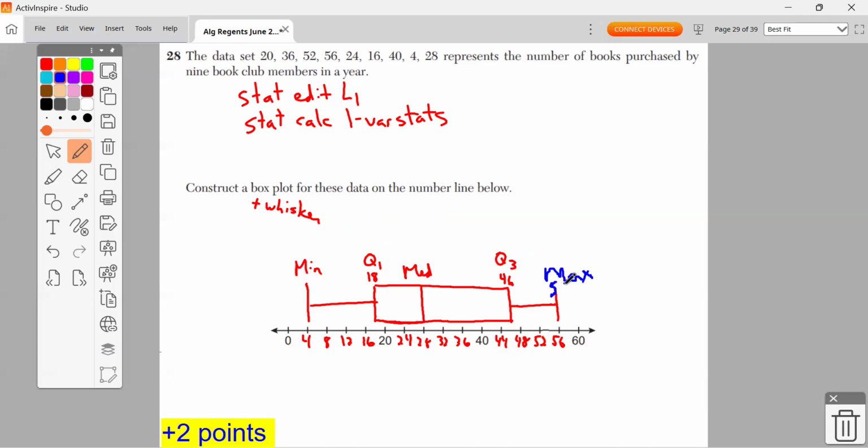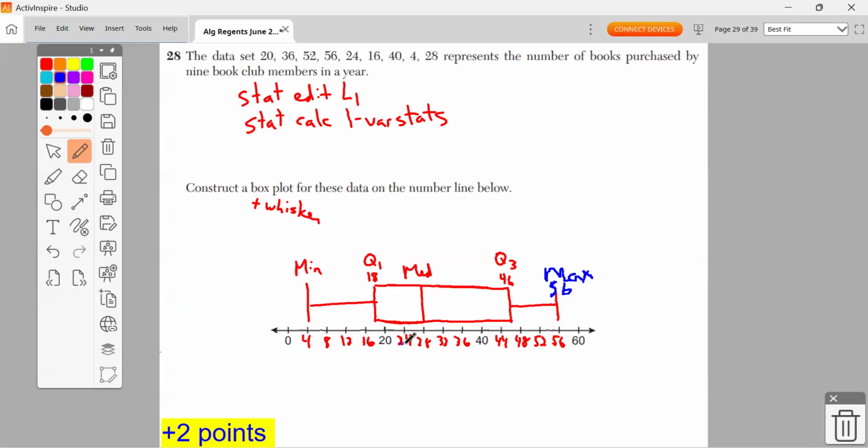When you do your 5-number summary, you get it from stat edit L1. We want to type that data into stat edit L1, stat calc 1 variable statistics. Our min is 4, our Q1 is 18, our median is 28, our Q3 is 46, and our max is 56. You connect the min and the Q1, your Q3 and your max, and then we draw a box right here connecting those. So that is your box and whisker plot.